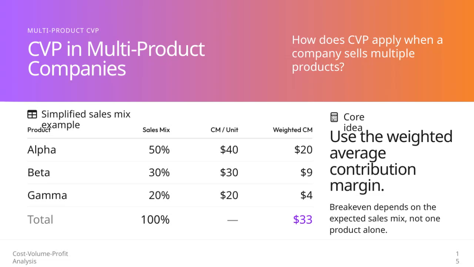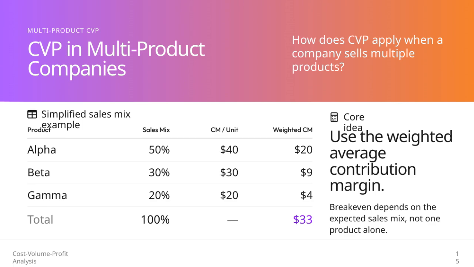When a company sells multiple products, applying cost volume profit analysis becomes a bit more complex. The key is to use a weighted average contribution margin, which takes into account the sales mix of all products. For example, if we look at 3 products, alpha, beta, and gamma, each contributes differently to the overall margin based on their sales proportion and unit contribution margin.